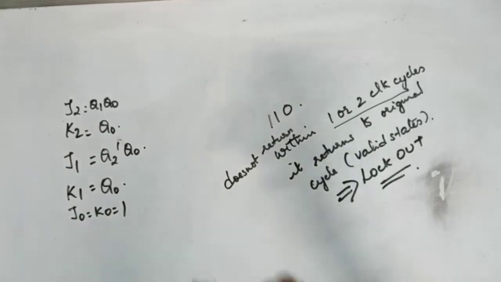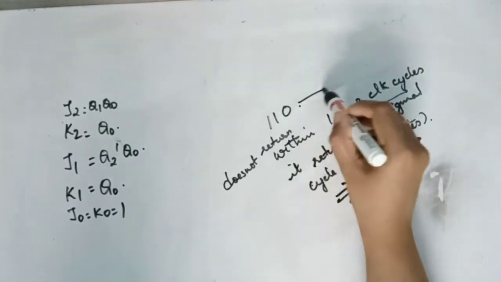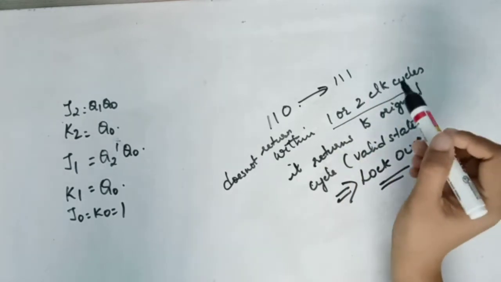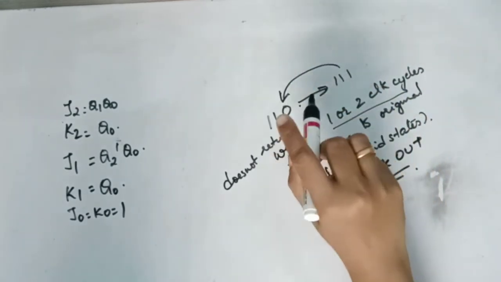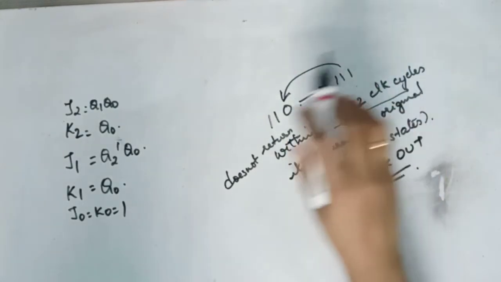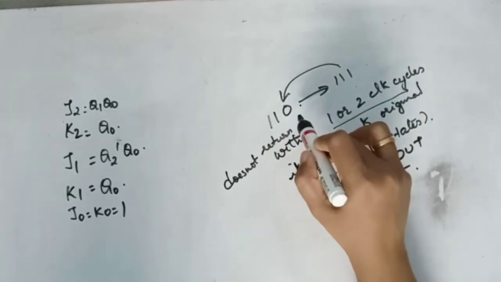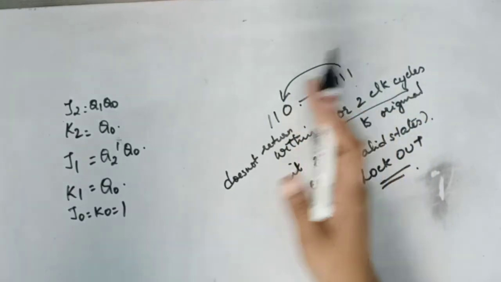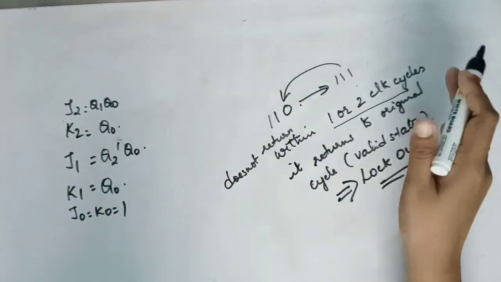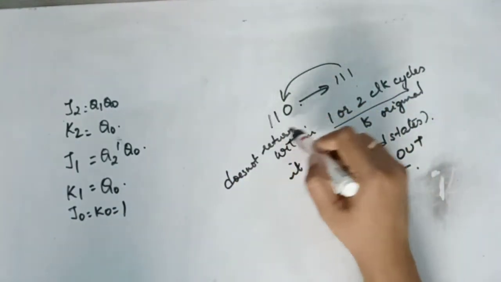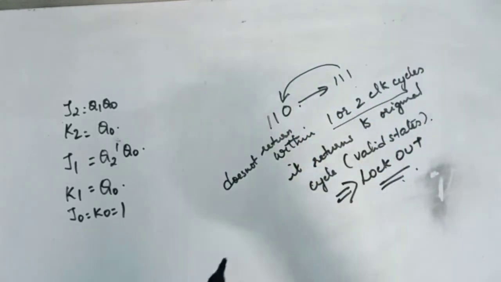For example, in this particular case 6 comes in. I apply a clock pulse, it goes to say 7. I apply another clock pulse, it goes to 6. I apply another clock pulse, it goes to 7. It hangs in these states. It does not return to the original sequence of valid states. It is stuck here. So that is called lockout.